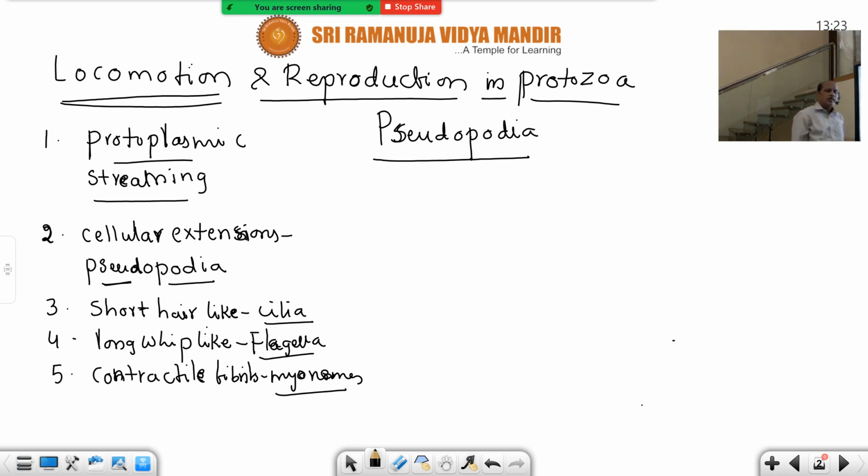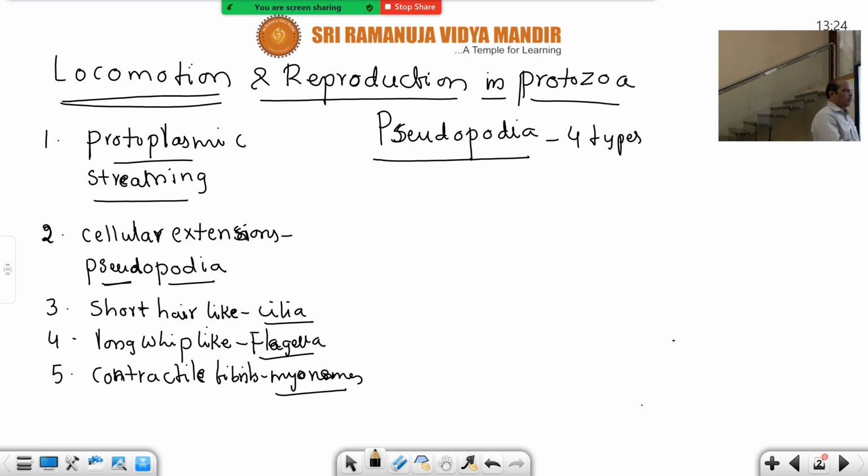Pseudopodia, based on structural modifications, are of four types. Four types of pseudopodia are present. This is a 4 marks question also: write an account of types of pseudopodia.